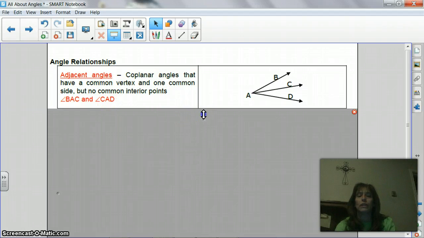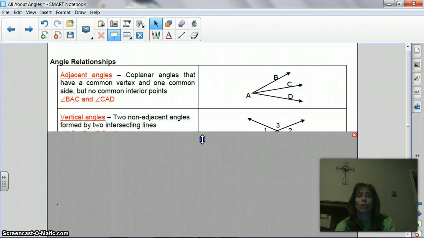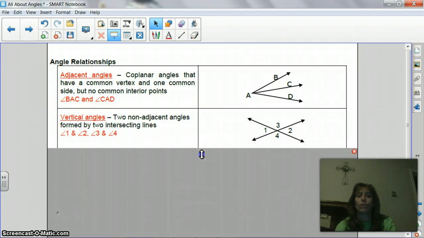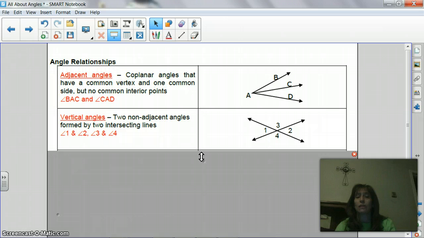Alright, the next one is called vertical angles. Now, vertical angles, for most people, they just call them opposites. They're two non-adjacent angles. Remember, adjacent means side by side, like they're neighbors. But these two are not side by side, and they're formed by intersecting lines. So for instance, I've got 1, and straight across from it is 2, so 1 and 2 are vertical. And then there's 3 and 4. 3 and 4 are also vertical.